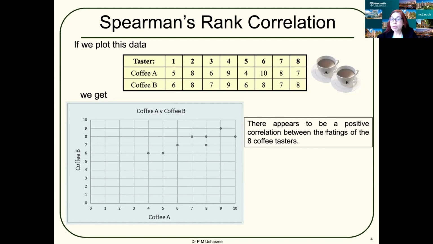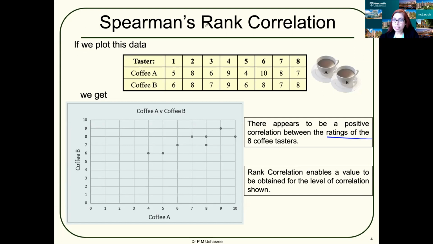There appears to be a positive correlation between the ratings of the 8 coffee tasters. So that is what we're going to do here. We are trying to find whether there is an association or relation between the rankings or ratings of the 8 coffee tasters. So this Spearman's rank correlation coefficient will allow us to obtain the level of correlation.